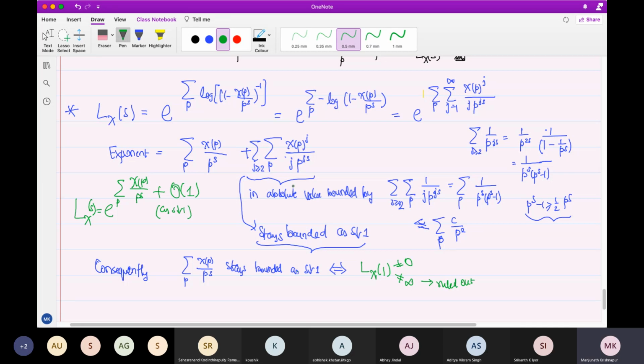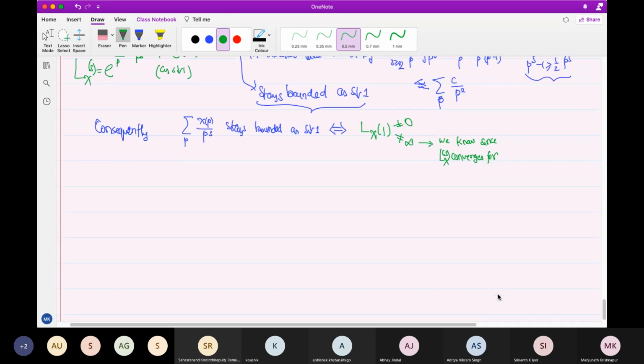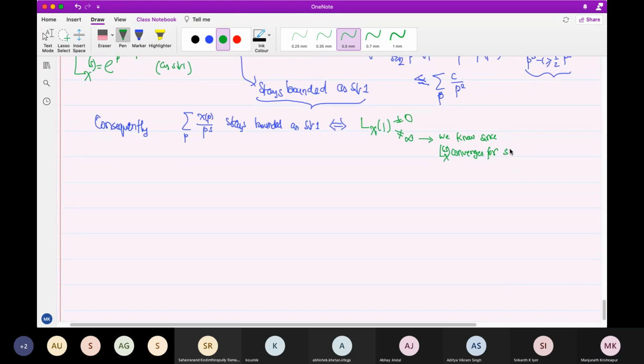Or rather, what is ruled out? We already know, actually, that L chi of 1 is not infinity. So this one we know, since it converges for S bigger than 0. So this is fine. It is this that is the questionable thing. So this is what I need to do.